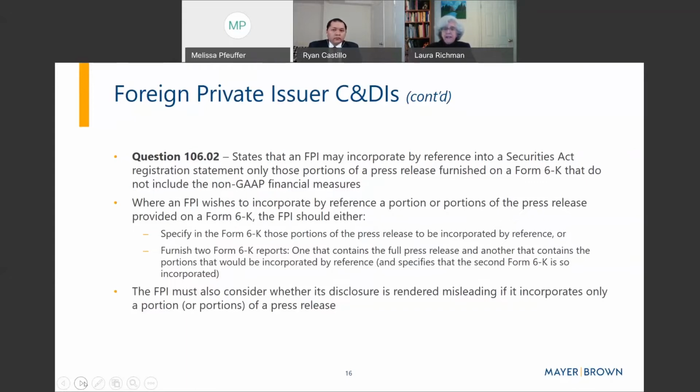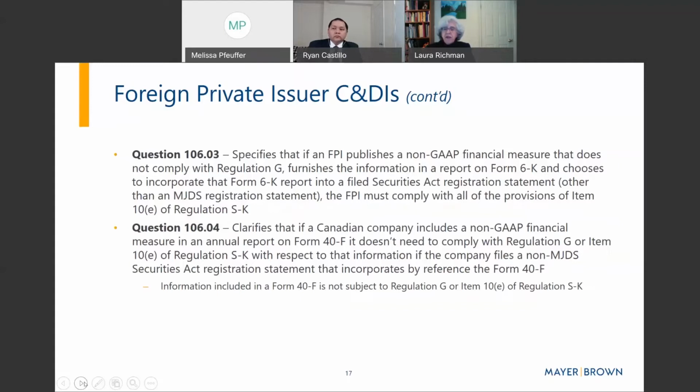Slide 17, I'll just quickly note these other two. One talks about Regulation G in the context where a 6-K permissibly, in accordance with the regulation, doesn't comply, but later it gets incorporated into a Securities Act registration statement other than an MJDS one. And in that situation, the company must comply with Regulation G.